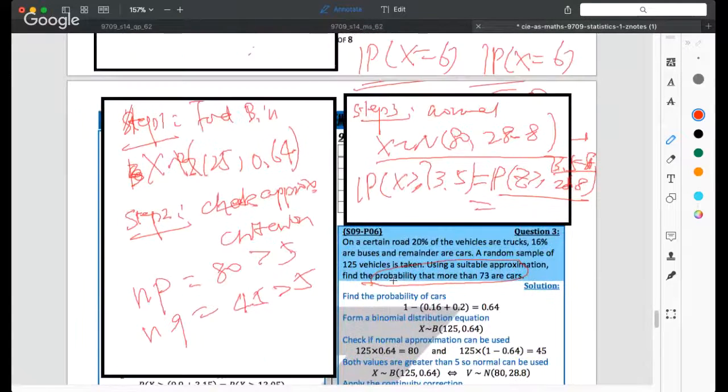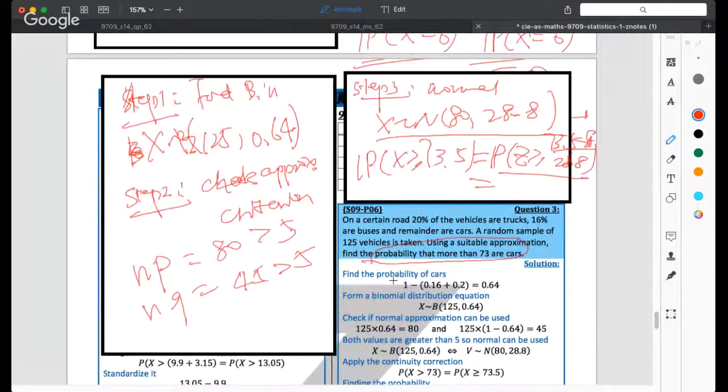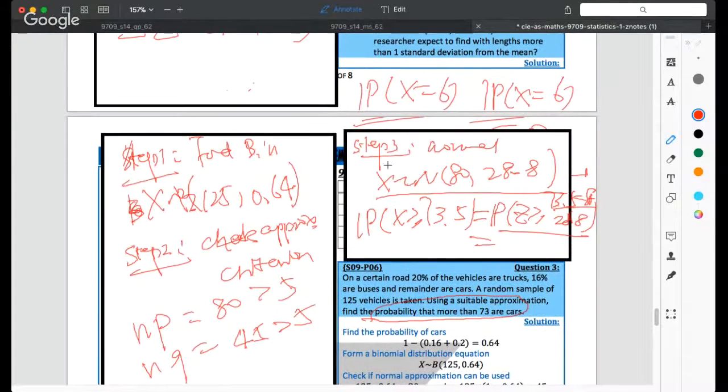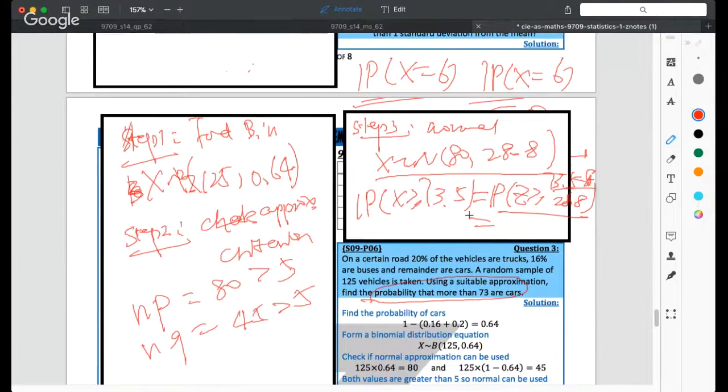Yes, so for the approximation part, always first write down the distribution in terms of its binomial form by finding n and p. Then we check whether it satisfies the approximation criteria. We need to calculate np and nq to verify that both of them are more than 5. And the next part is to convert the problem into the normal distribution. And as we convert, there are a few things we need to take note of.